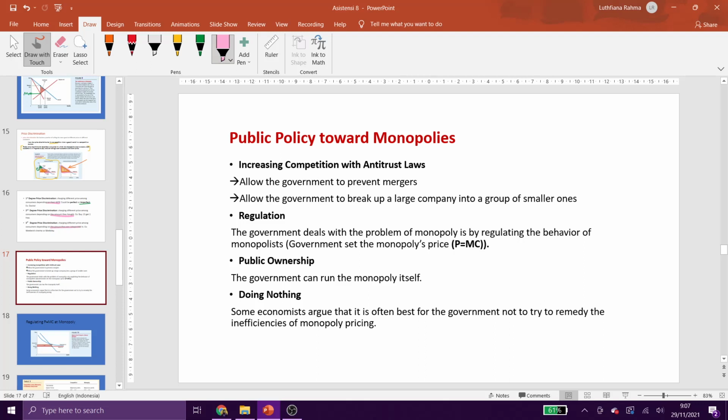So you could see that Indonesia recently saw a phenomenon of a merger between Tokopedia and Gojek. Basically, our law doesn't prevent that because they are not in the same markets. But if they were in the same markets, there would be rules preventing them from doing the merger. And then the antitrust laws also allow the government to break up a large company into smaller ones so that they will not have that much monopoly power.